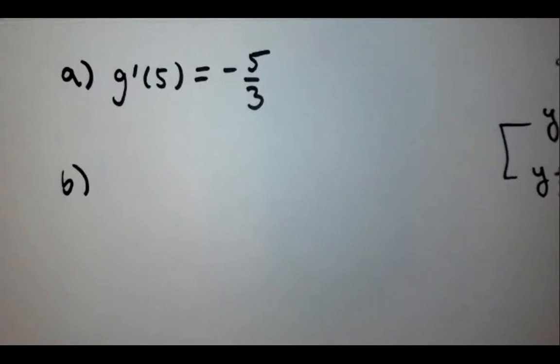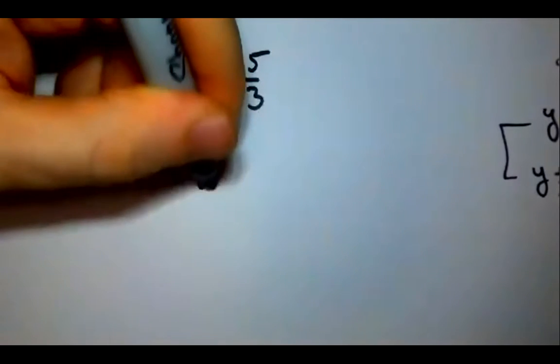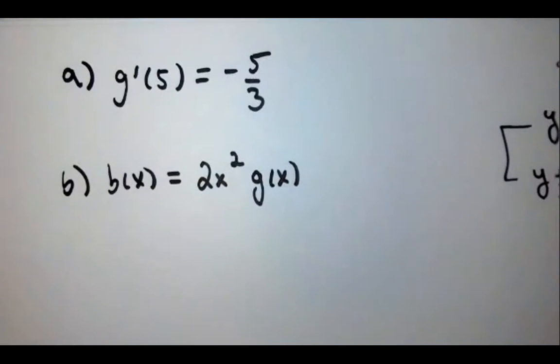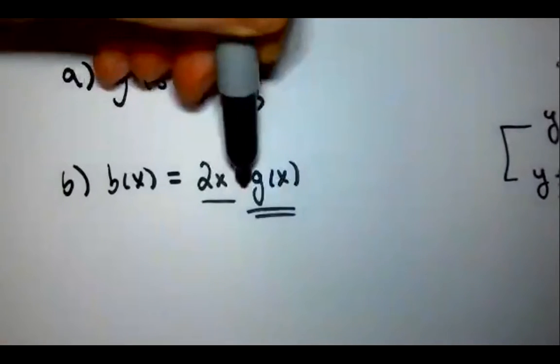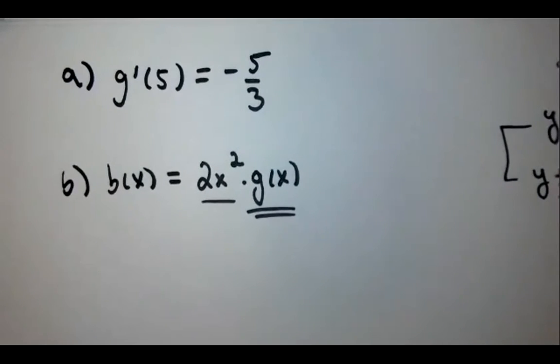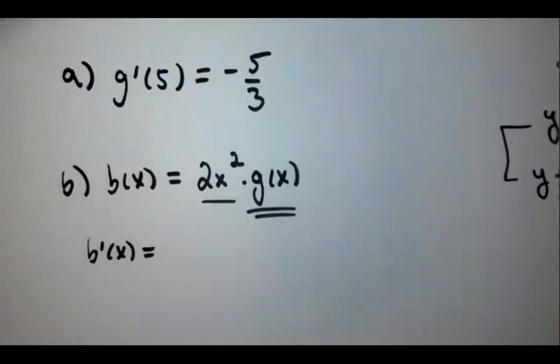All right, part B says, we've got B of x is equal to 2x squared G of x. Write an expression for B prime and find B prime of 5. So we got two things here, and my two things are being multiplied together. If we're going to be getting a derivative out of this, we are going to be taking a product rule.